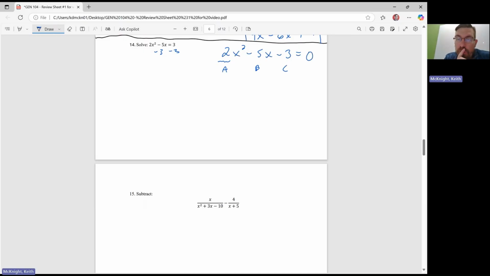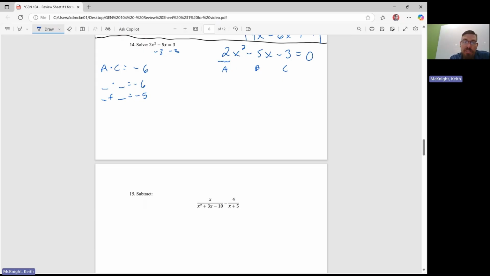So the AC method, what we're going to do is multiply A times C. In our case, that's 2 times -3, which is -6. If that's our A times C, we now need to find 2 numbers that multiply to this -6 but add to our B term, which is -5. It always has to multiply to A times C, but add to the middle term B, which is -5 in our case.